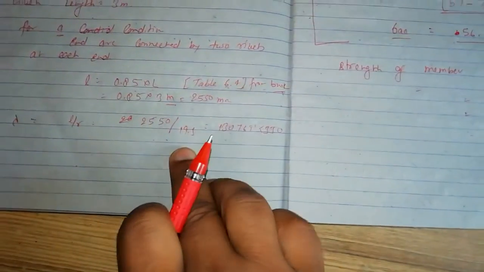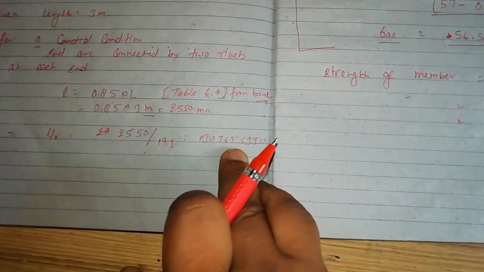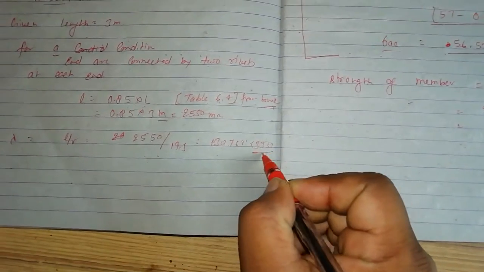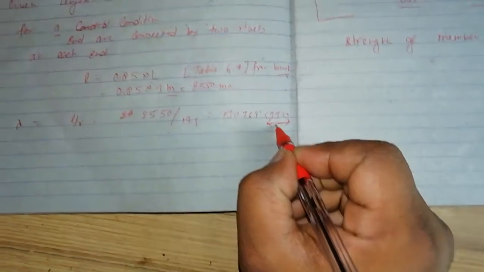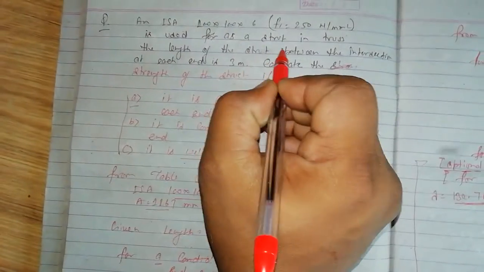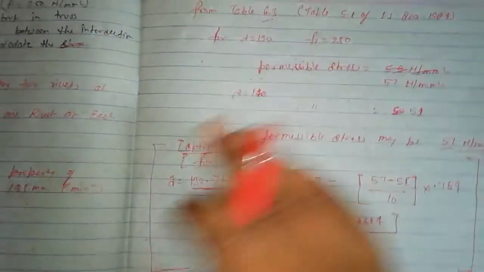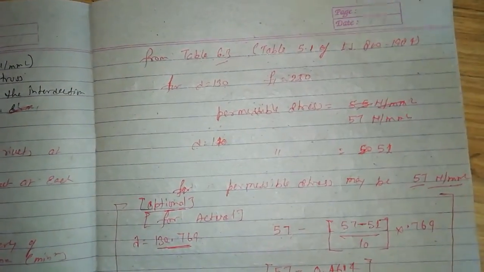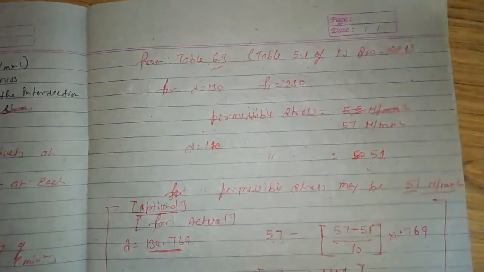So 2550 upon 19.5 equals 130.769, which is less than 350. This is the maximum permissible slenderness ratio. Here it is used as a strut. You have already studied that the maximum slenderness ratio is 350 and it should not exceed that. If it exceeds, then we have to redesign the section, or the question may be wrong, but anyway you have to solve it.